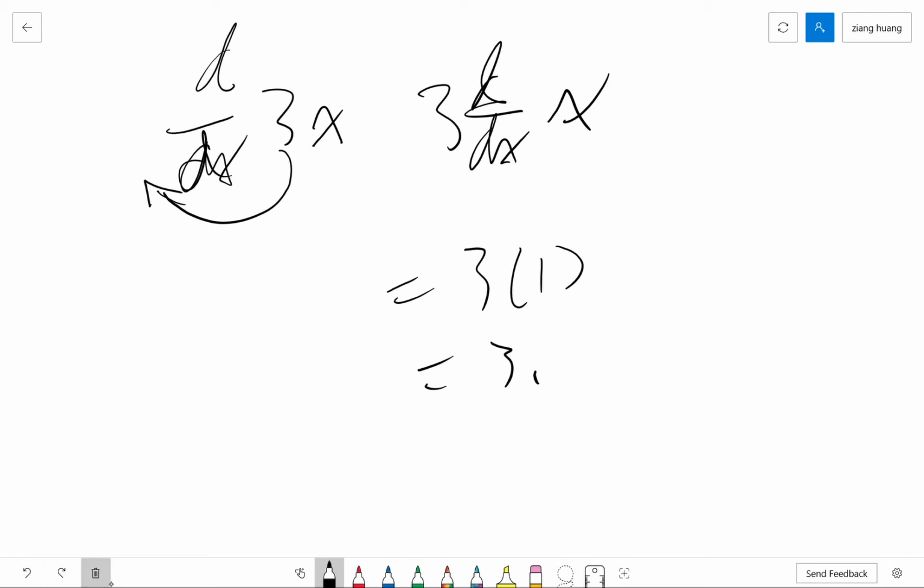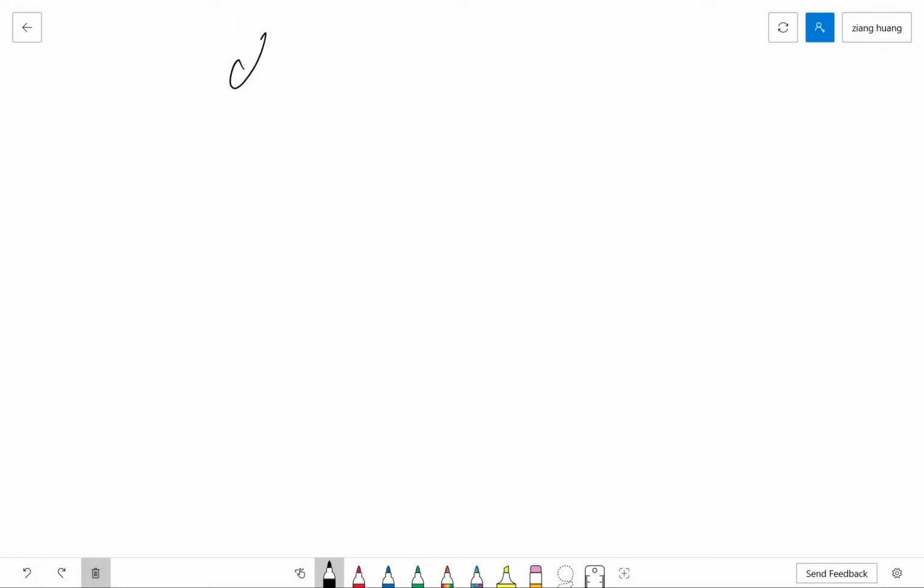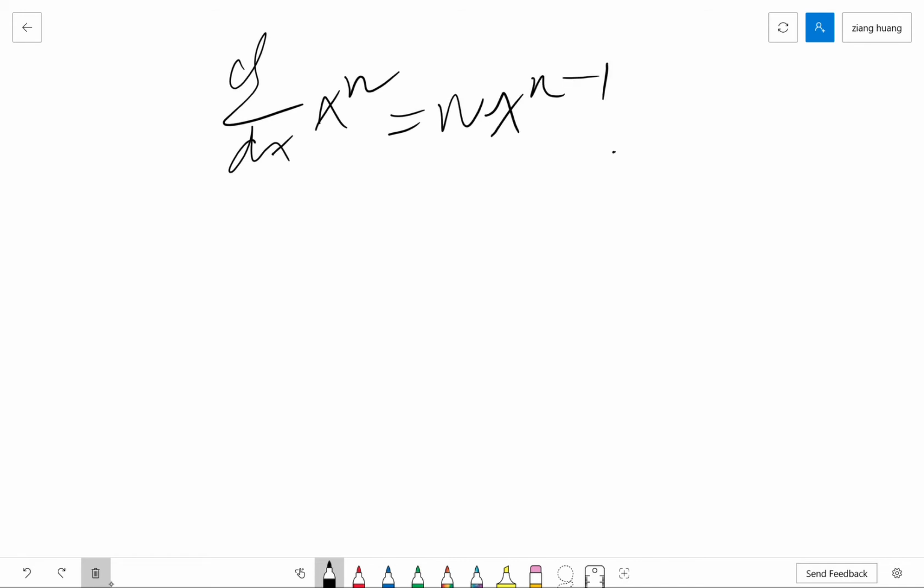Very simple. Now, one of the most important rules in differentiation is the power rule, which states that the derivative of x to the n is equal to n times x to the n minus 1. This is useful in differentiating more complex functions.